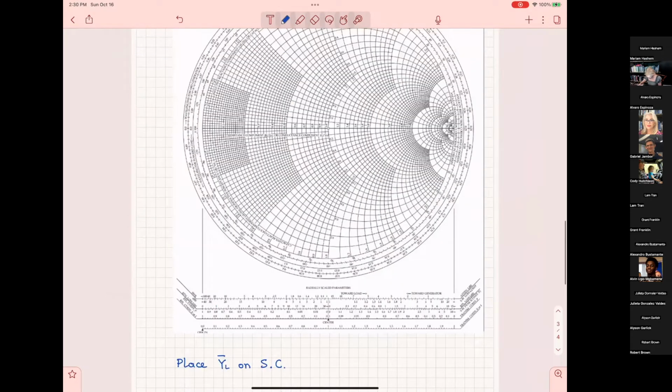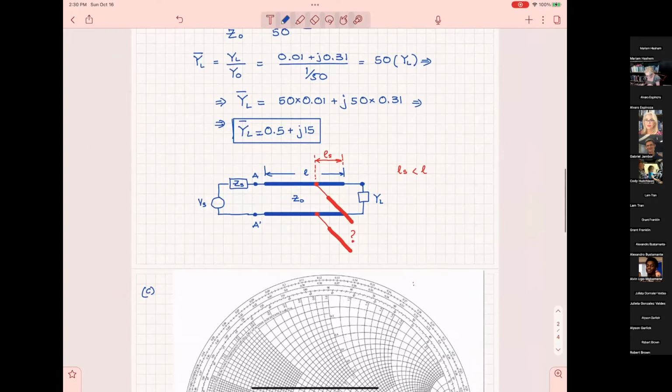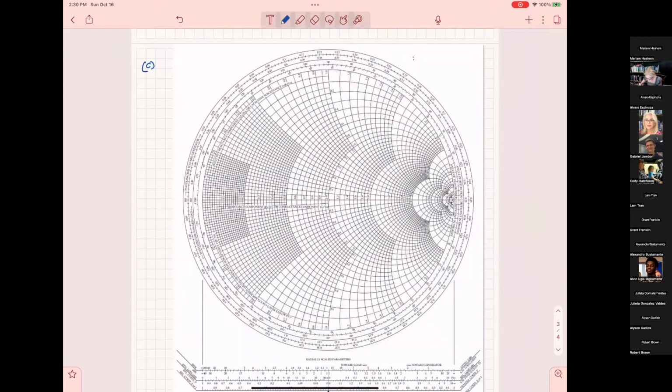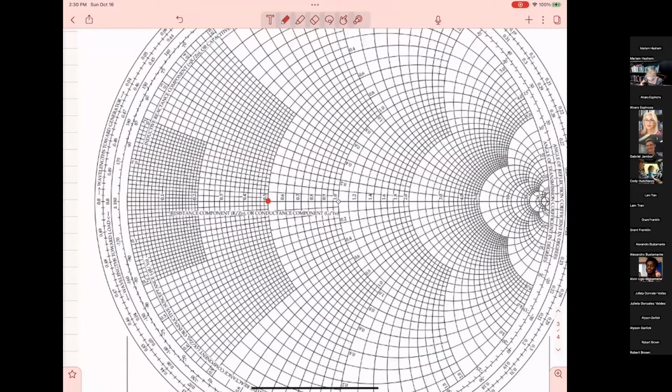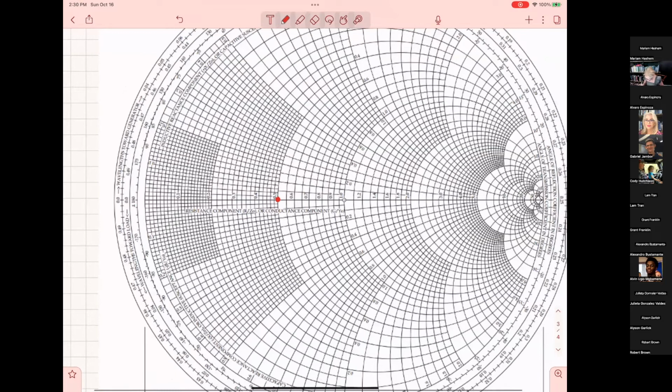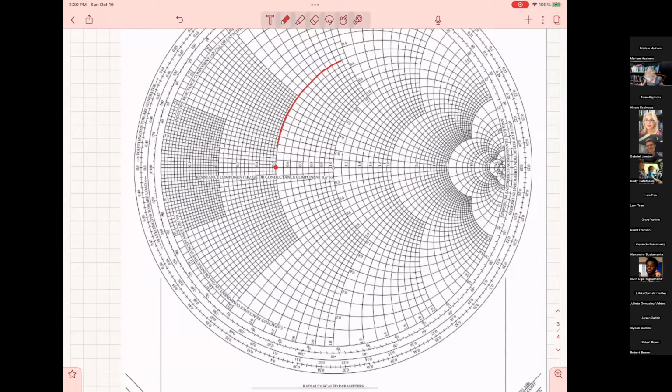Y sub L has a real part, I'm gonna say 0.05. Where do we put the real? The real parts go on this. So I will find 0.05. They go on these circles that you will see here that have their center on the horizontal axis of the Smith chart. And then they are tangential to the right side, okay, here. All of them are tangential to each other at the same point here.